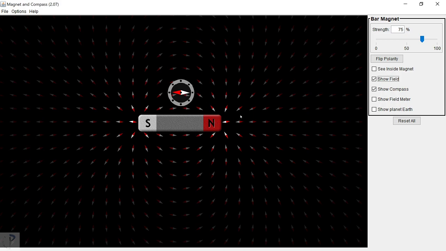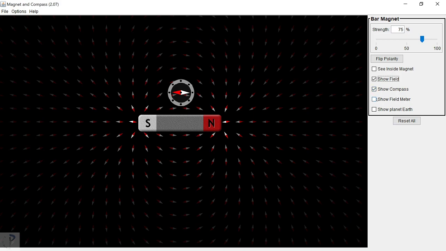Okay, and it goes out of the north into the south. Notice how the north end, this north arrow, will bend. It goes into the south end of the compass, comes out of the north end of the compass, and then it eventually goes back into the south end of the magnet.